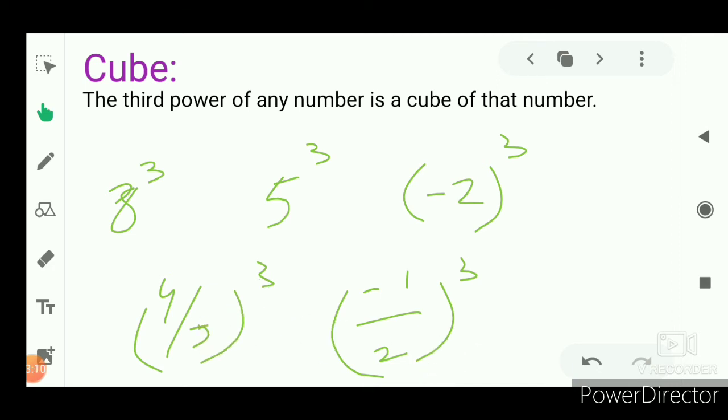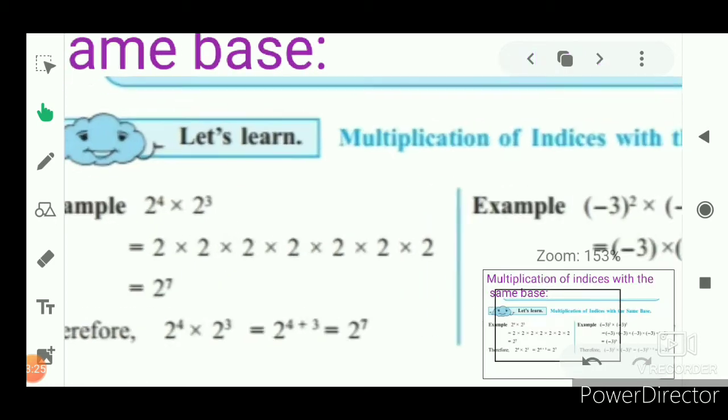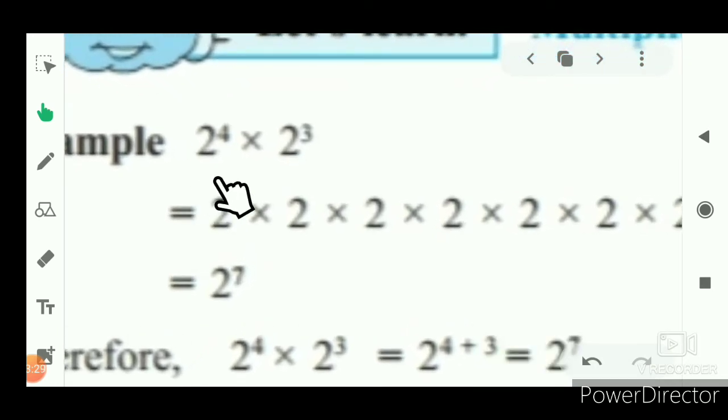Okay, now let's see the multiplication of indices with the same base. Same base, whose bases are same. Let's see the multiplication of those indices. Here one example is given. If we multiply two indices, meaning numbers written in the form of raised to the power, 2 raised to the power 4, this is called indices.